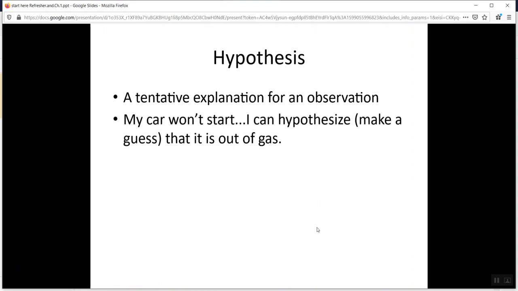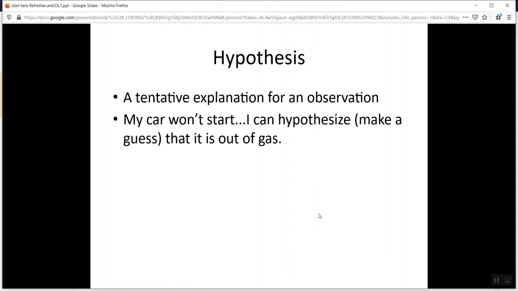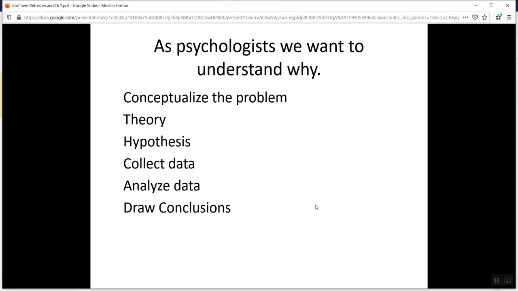My car won't start, for example. We can hypothesize, make a guess that maybe it's out of gas. Maybe there's a fuse, and I am no car expert, so those are pretty much my only ideas. Oh, the battery, maybe, right? So we can start to test these hypotheses and collect data. And then we analyze the data.